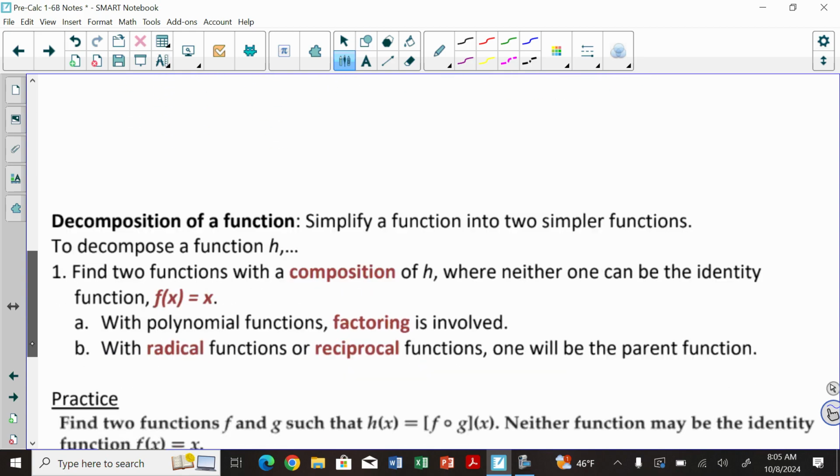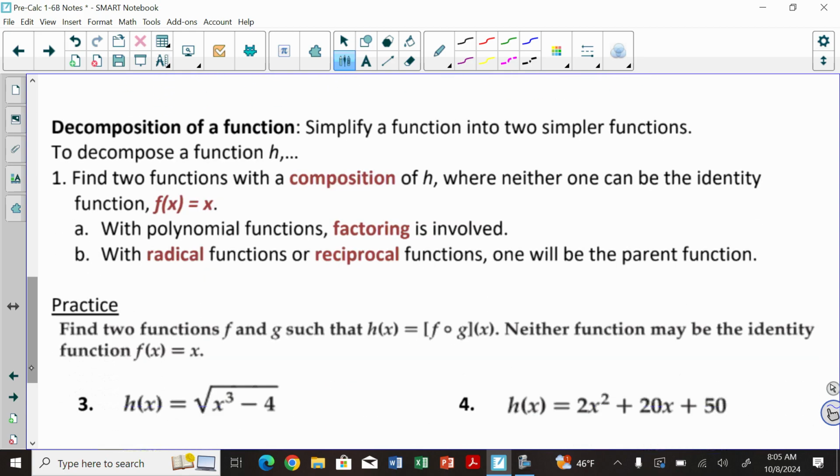All right, decomposition of a function. We composed functions within a function. Here we're going to decompose them. We're going to take a function apart and split it up into a composition. So what we're doing here is simplifying a function into two simpler functions. To do that, we're going to find two functions with a composition of h, where neither one can be the identity function, f of x equals x. Basically saying you can't just say one of them is 1 times the original function.